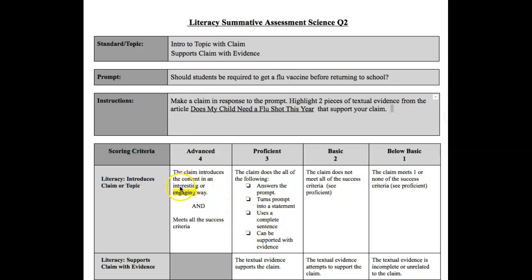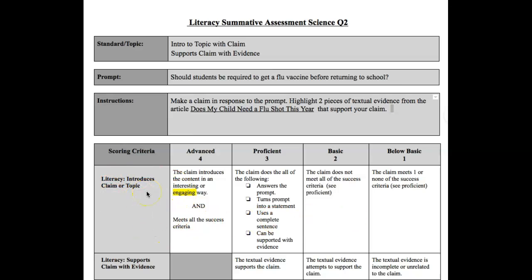But if you introduce the claim in a unique or interesting way, then you will be able to get a 4. A 2 would mean you didn't do all of these. Maybe you did some of them, but not all of them. And a 1 would mean you only did one of these things, or you didn't do any of them at all. So those are the ways that we're going to score your claim.